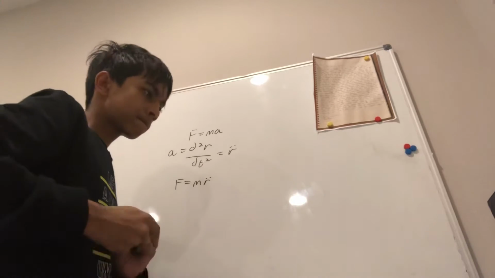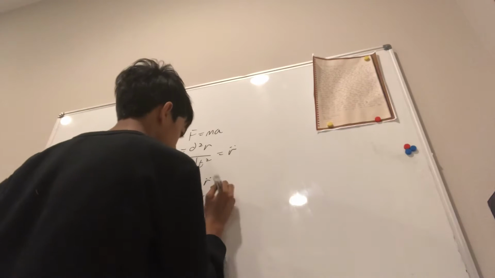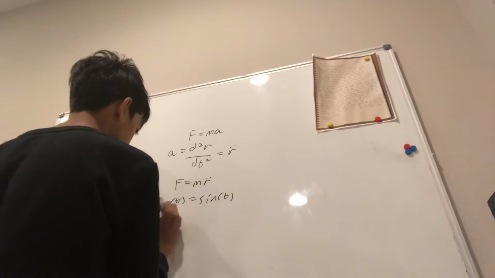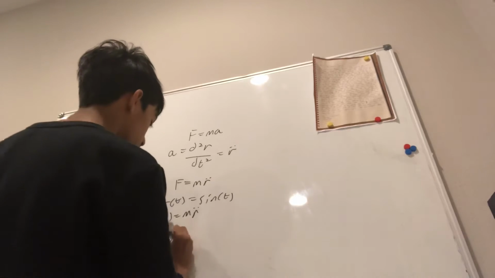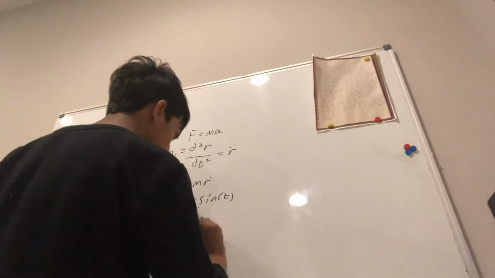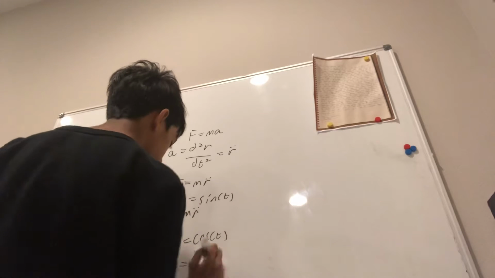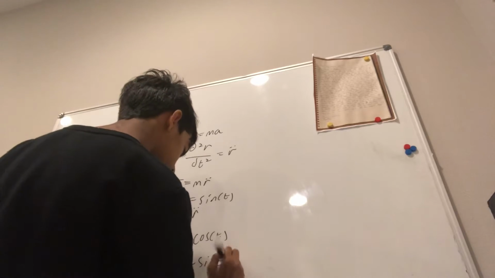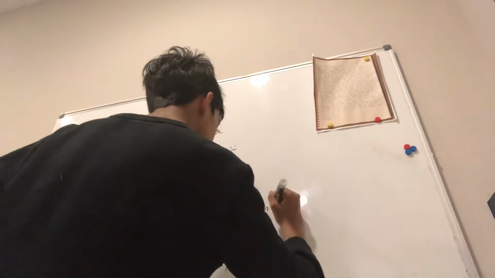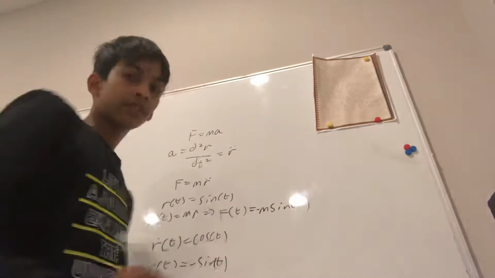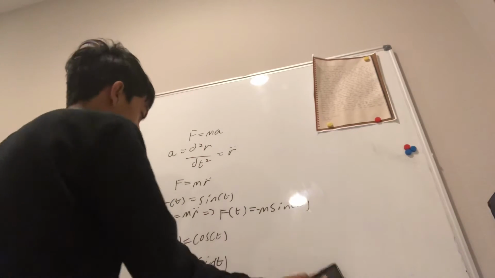But this will apply to any function r of t. So let's say r of t equals sine of t. So if you want F as a function of time, it would just be equal to m r double dot. So r dot here, if you know the derivative of sine, would be cosine of t. And r double dot of t is going to be equal to negative sine of t. So this equation, F of t, is equal to negative m sine of t. And you can see how this is useful and how basic calculus can be applied to physics.